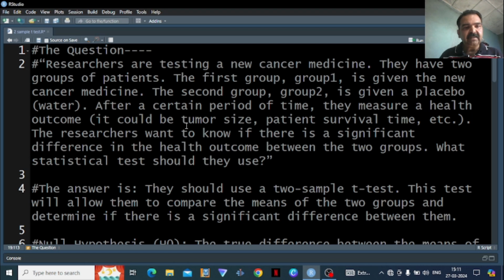Based on this, the researchers want to know if there is a significant difference in the health outcome between the two groups, group 1 and group 2. So what statistical test should we use? The answer is they should use a two sample t-test. This test will allow them to compare the means of the two groups and determine if there is a significant difference between them.